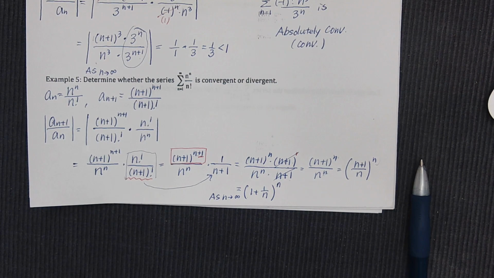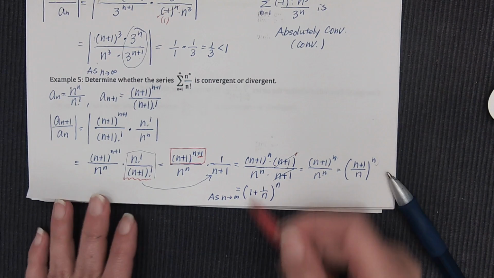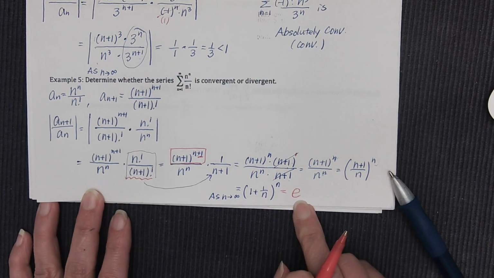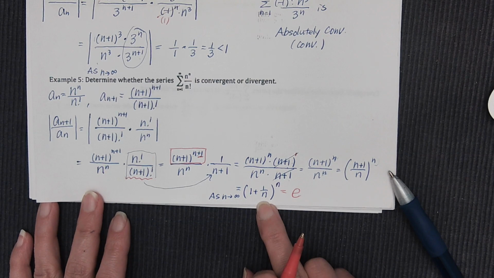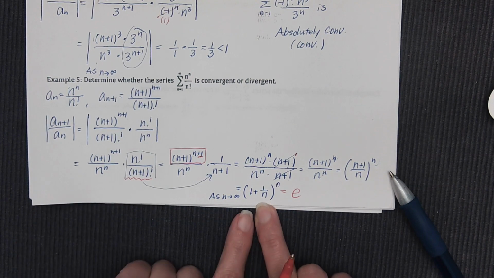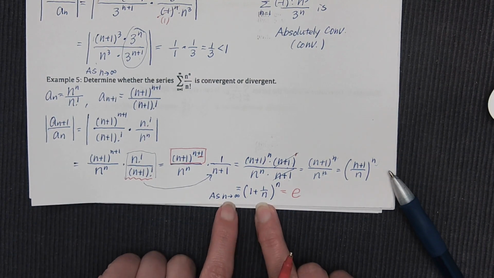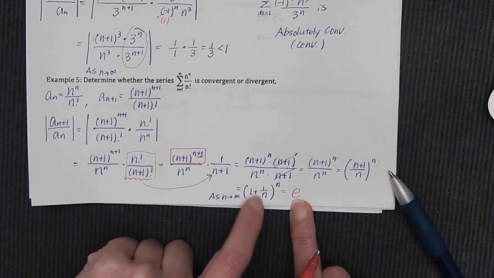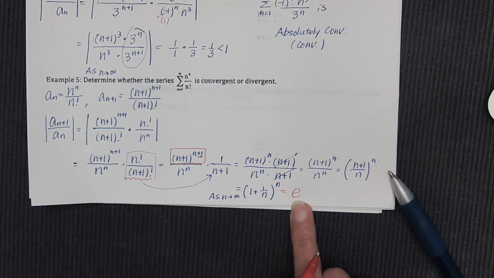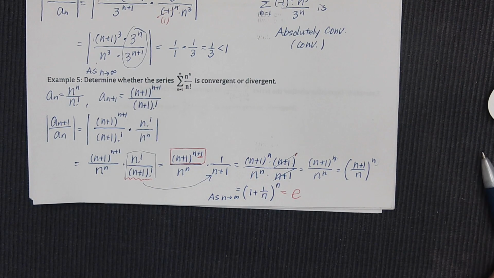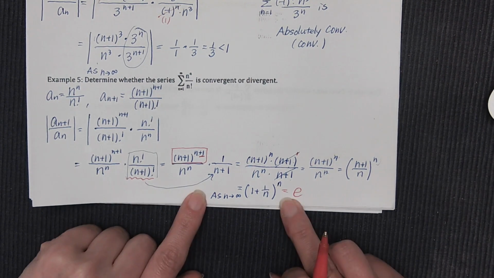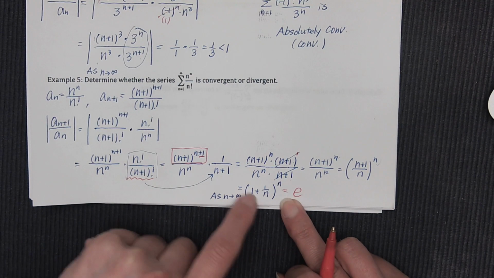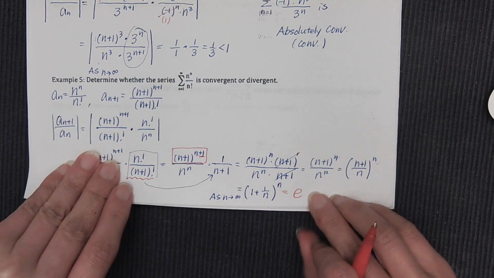Doesn't that become e? Yes. This is the definition for e. Do you remember that limit? You have to remember it from Calculus 1. This is the definition of e: 1 plus 1 over n to the power n is e. If you don't remember, make sure to refresh. So we end up with e.